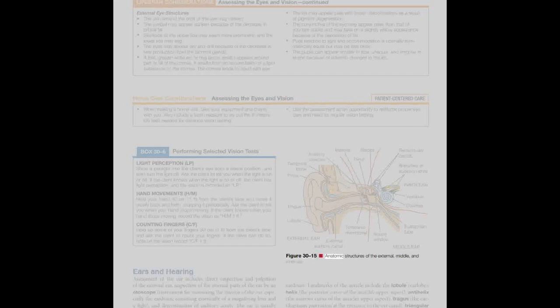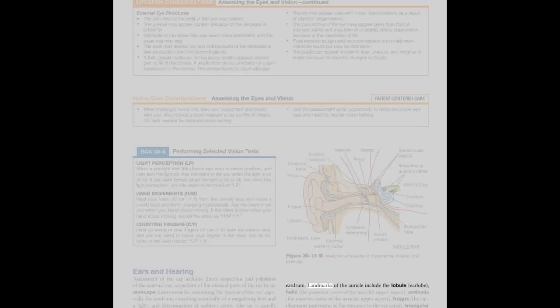Figure 30-15, anatomic structures of the external, middle, and inner ear. Tragus. Lobule. External auditory canal. Tympanic membrane, eustachian tube, round window. Cochlea. Vestibule. Branches of auditory nerve. Semicircular canal, stapes, incus, malleus, auditory ossicles, temporal bone, pinna. External ear. Middle ear. Inner ear.